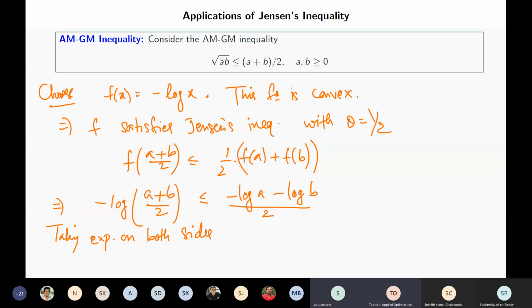Sir, RHS will be minus log AB, right? So this is like minus log A and minus log B by 2. Yeah, you can take minus common, and minus log AB. Okay, and then you can also take this half and make this square root.